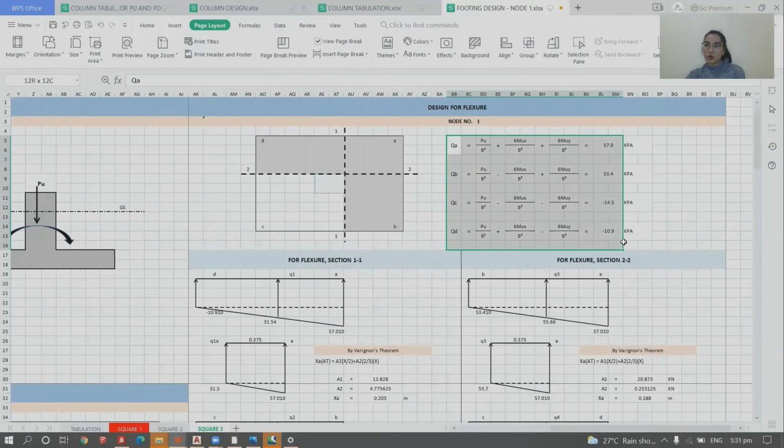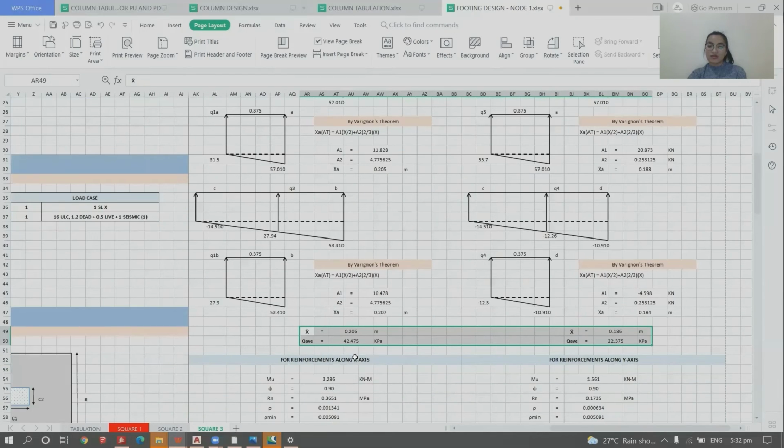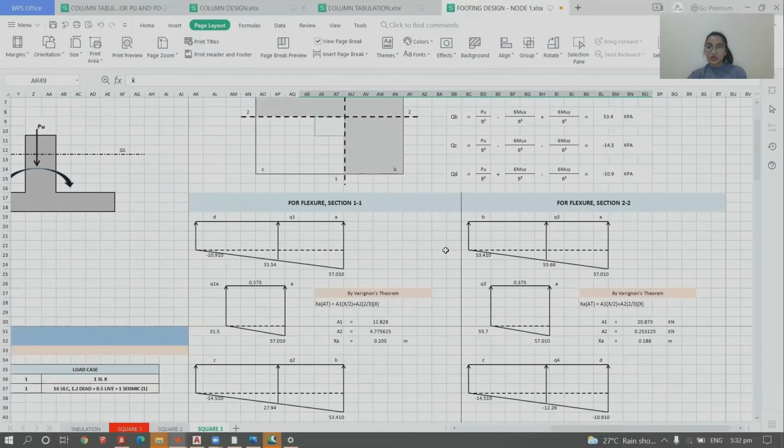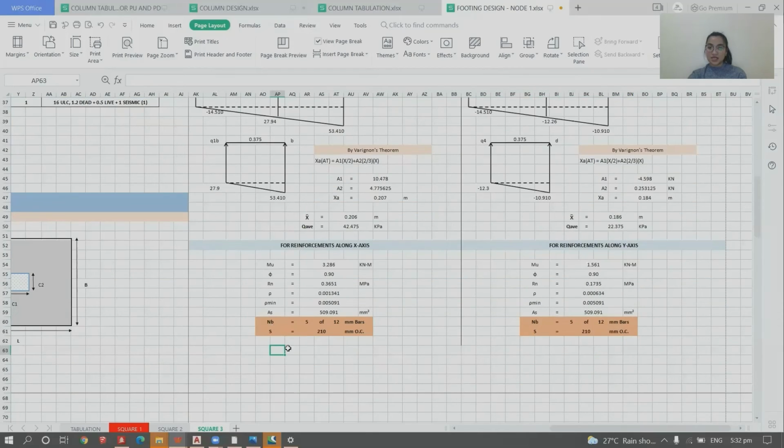We have the same values for QA, QB, QC, and QD that we used in the design for shear. And then to get these values, by using Varignon's theorem, we get the value of Q average for section 1.1 and section 2.2. And then let's proceed to the spacing. Using these parameters, since the diameter used for this footing design is 12, we can calculate the number of bars, which is equal to 5.